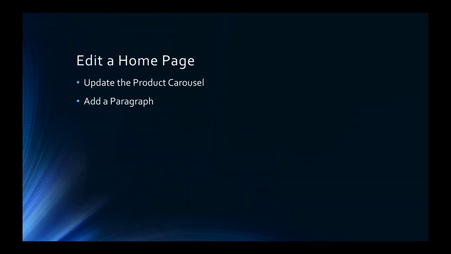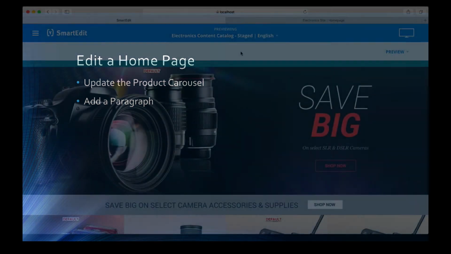For step 2, we're going to edit the home page of the electronics catalog. We're going to update the product carousel and add a simple text paragraph. Let's jump back into SmartEdit and make those changes now.